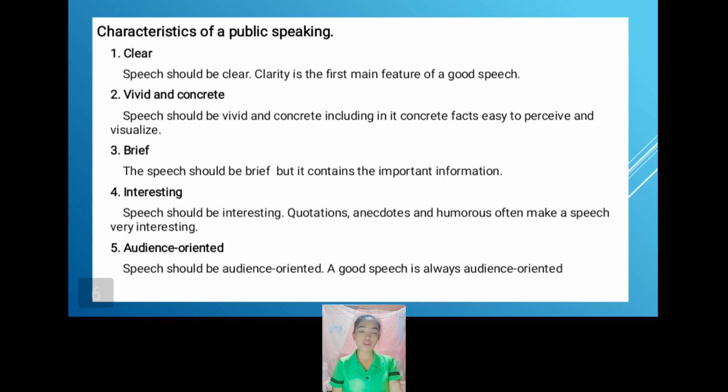Number five is audience oriented. Speech should be audience oriented because a good speech is always audience oriented. For delivering an audience oriented speech, one should study whether the audience is the general public or specialized.